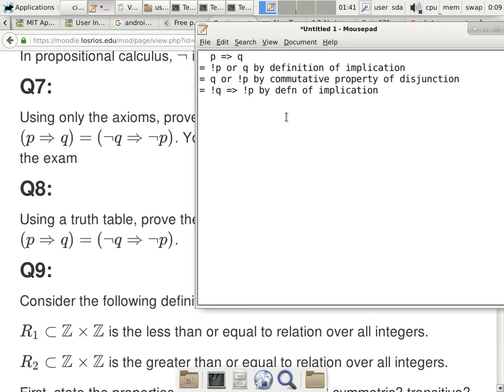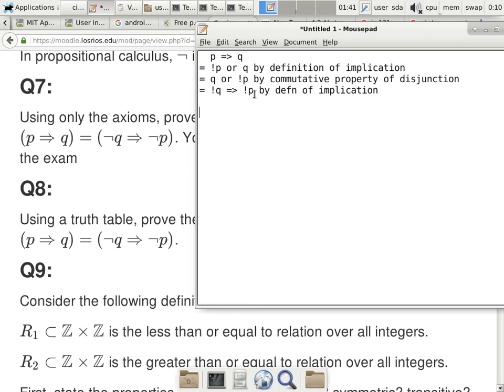All right, so this is for question number 7. Question number 8 is to use a truth table to prove exactly the same thing. So what you do is you expand it. You expand the first one, you expand out the second one, and then you make a truth table. And from the truth table, if all the rows have exactly the same value, then the 2 expressions are equivalent. So you have to make the truth table.